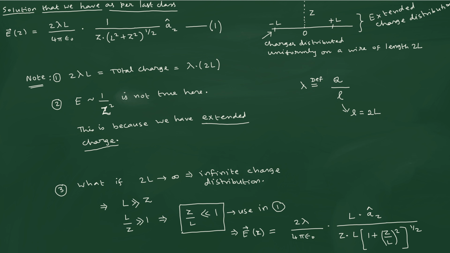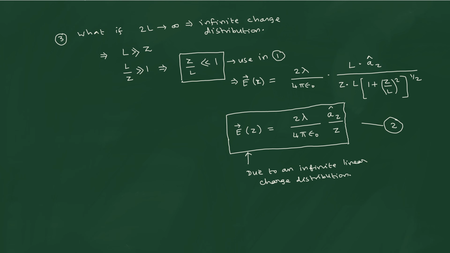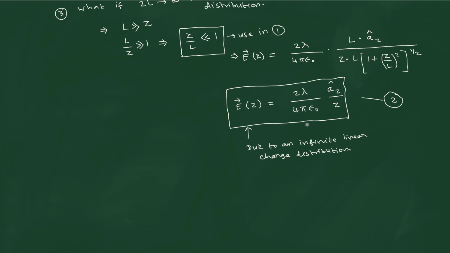So now when you are making a special situation that the length of the charge distribution is infinite, then you see that the length L has disappeared from the equation. That is what you are going to note down. So in equation number 2, you see that L is not present.